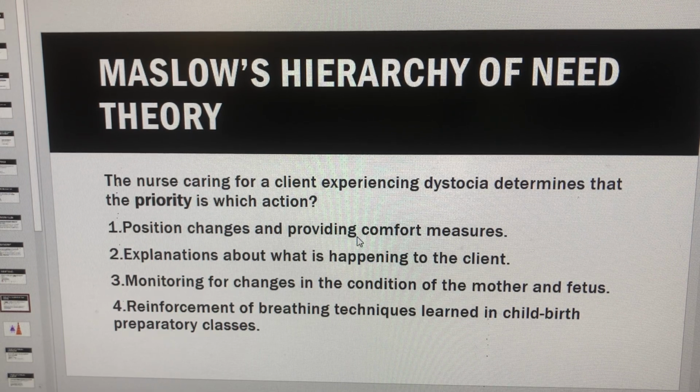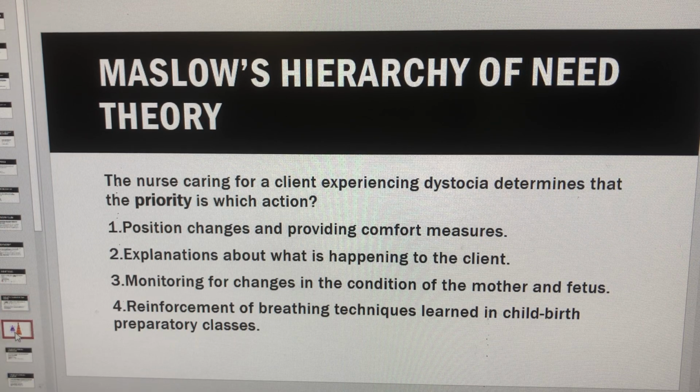All the options are correct and would be implemented during the care of this client. Note the strategic word priority and use Maslow's hierarchy of needs theory to prioritize, remembering that physiological needs come first. Also, the correct option is the only one that addresses both the mother and the fetus. Remember to use Maslow's hierarchy of needs theory to prioritize.